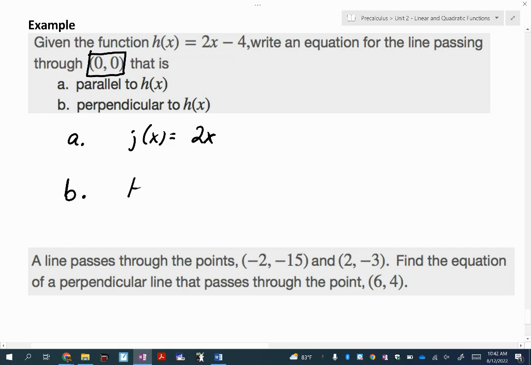And letter B, I'll say, excuse me, k of x. And perpendicular lines have opposite, so negative, reciprocal slopes. In this case, the same y-intercept of 0 that I just used.